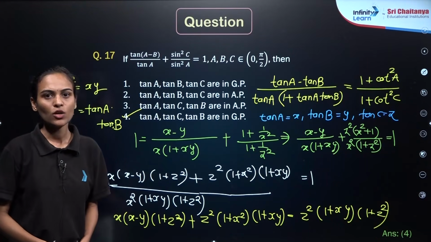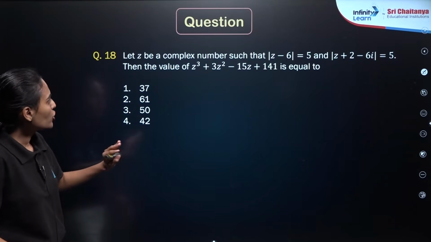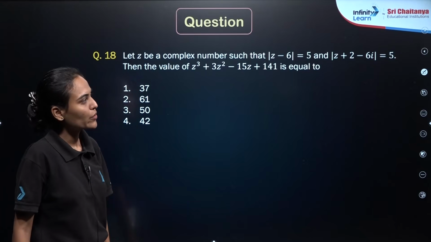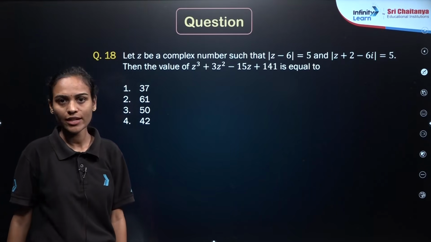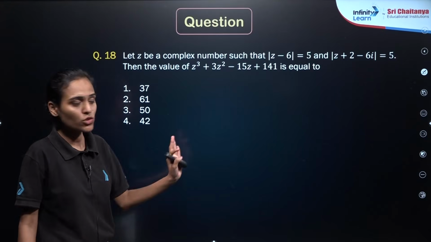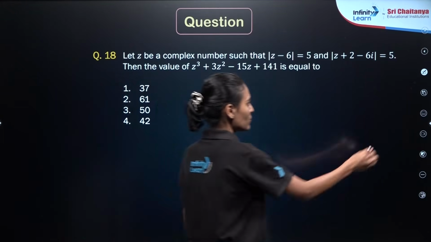Let us take students now question number 18. Here they have given that z is a complex number such that modulus of z minus 6 is 5 and modulus of z plus 2 minus 6i equals 5. Then the value of z^3 plus 2z, 3z^2 minus 15z plus 141 equals what? That you need to find.